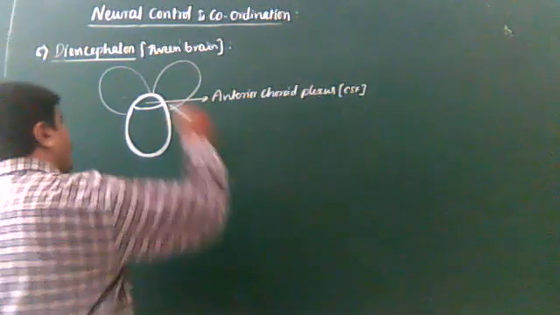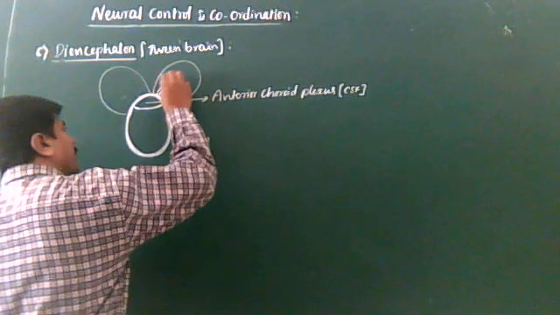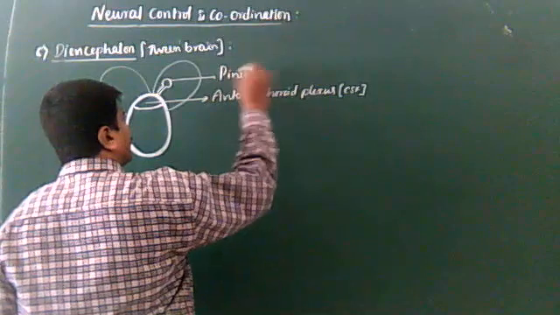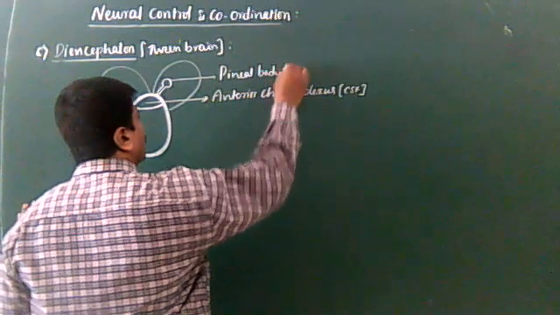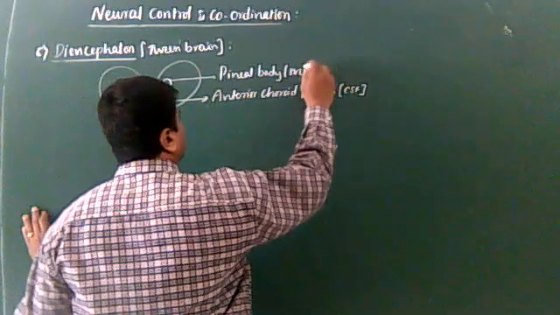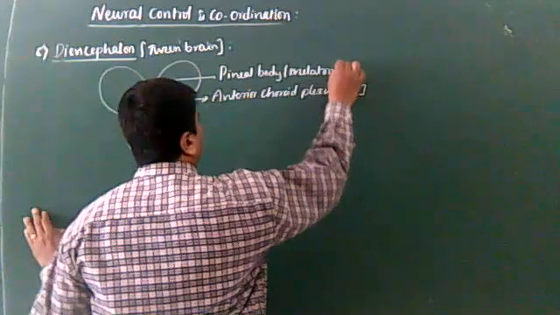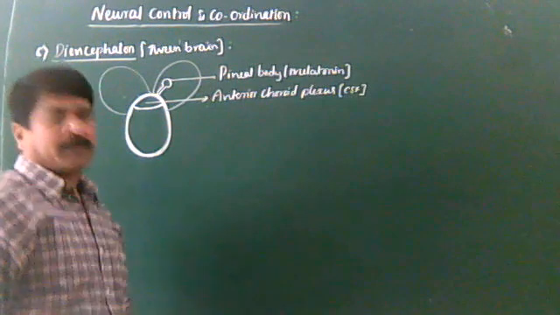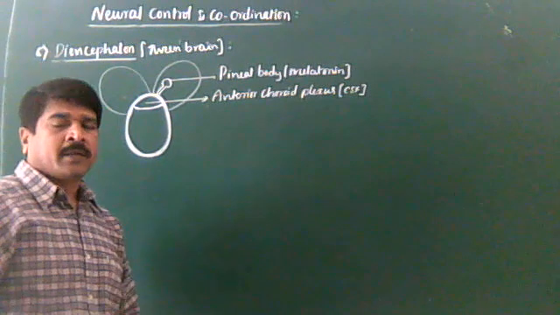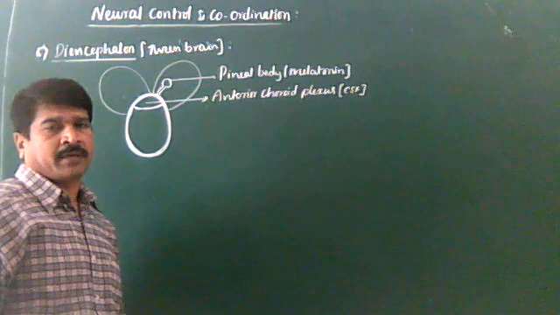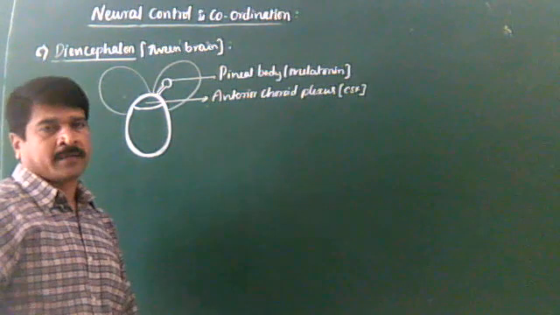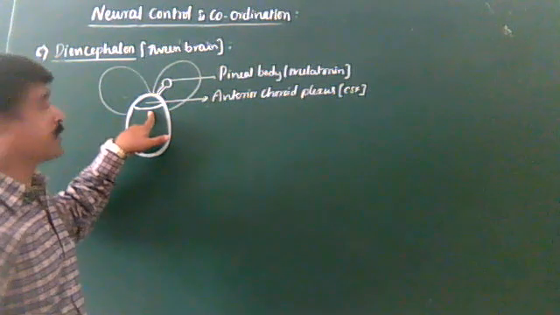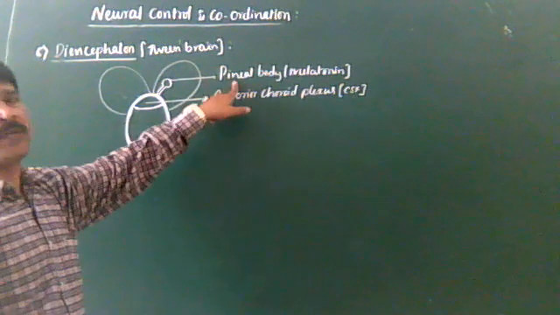Look at the board. Behind the anterior choroid plexus, there is a small rounded structure called the pineal body, which secretes melatonin hormone into the blood. The details of this we are going to discuss in chemical coordination and integration, where I am going to explain the endocrine glands. Got it? So just behind the anterior choroid plexus, there is a small rounded structure called the pineal body.